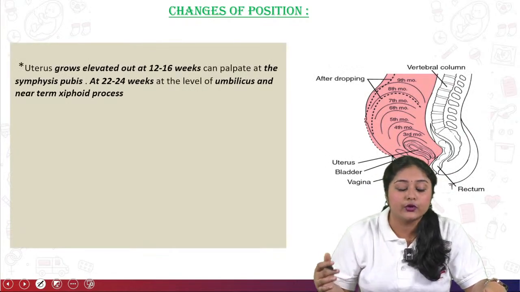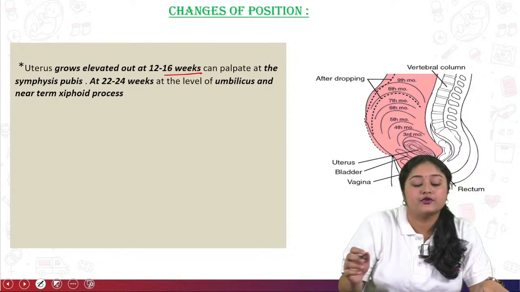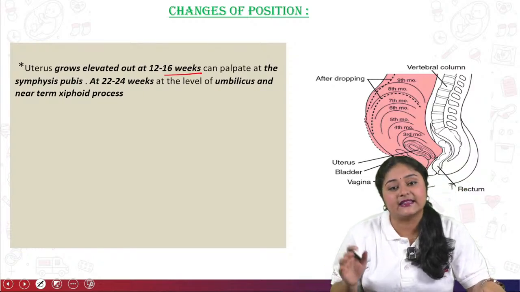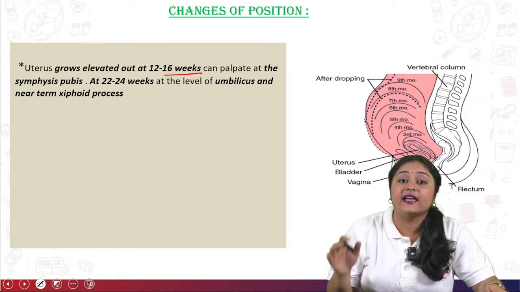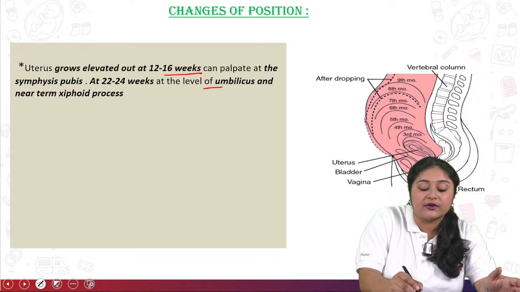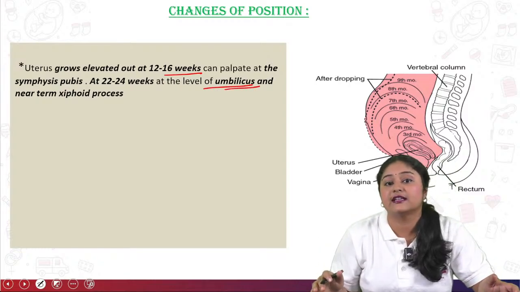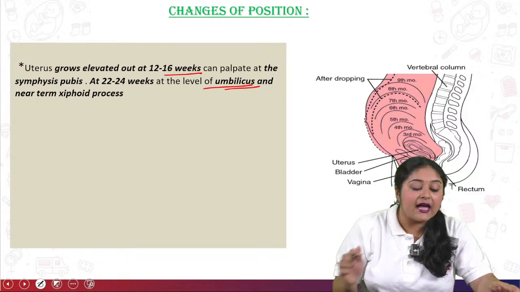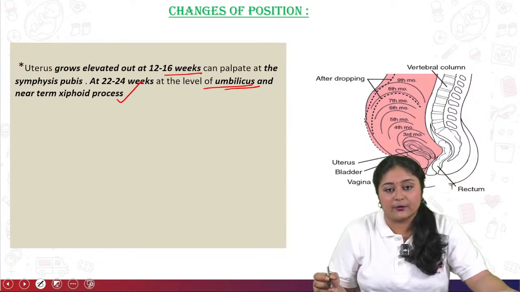The uterus starts growing and is elevated up to 12 to 16 weeks of pregnancy, and at that time you can palpate it near the symphysis pubis. At 22 to 24 weeks you can palpate the uterus, especially the fundus, at the level of the umbilicus and near the xiphoid sternum or the breastbone.